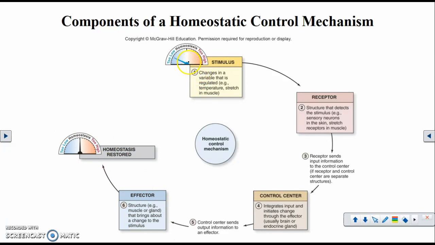So let's say your blood pressure goes too low. As you can see, homeostasis means it goes back to normal, which is this black area here. That is the order of a homeostatic control mechanism: you have a stimulus, a receptor, a control center, an effector, and then hopefully homeostasis is restored. When you can no longer maintain homeostasis, that is when people die.